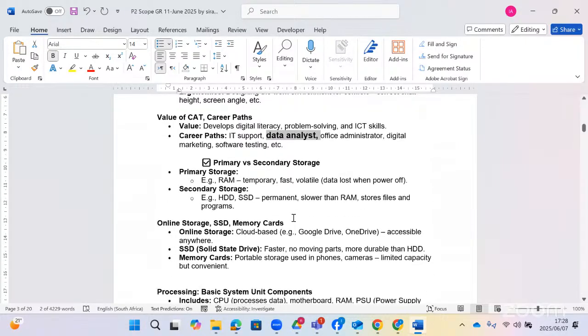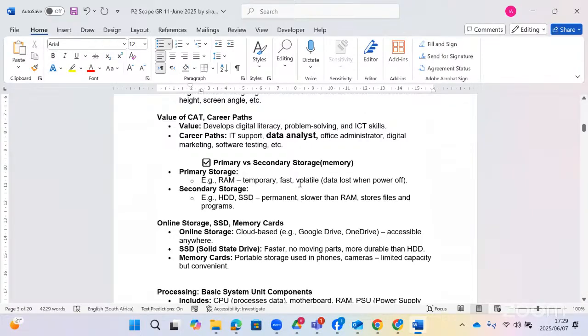Now, we move straight to primary and secondary storage, or sometimes we call it memory. So sometimes they can say primary and secondary memory. Now they are the same. The primary memory example is RAM. They save things or store things temporarily. It's fast and volatile.